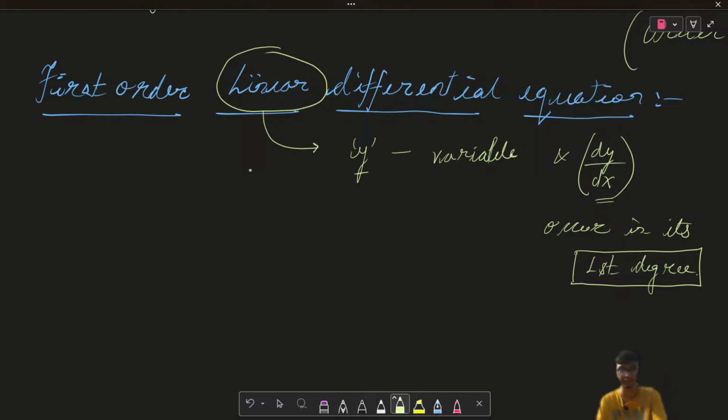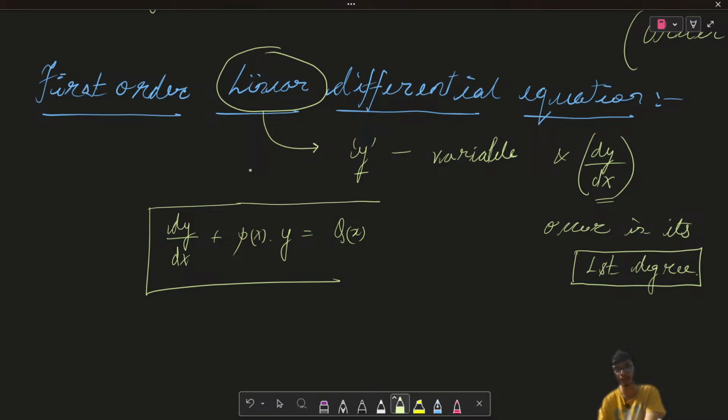A general linear differential equation actually looks like this: the derivative term dy by dx plus some function of x multiplied with y equals some function of x, right? Only this form of differential equation do I call a linear differential equation of first order and first degree. What you can see is that the variable y and the derivative term occur in their first degree, and such a differential equation is basically a linear differential equation.